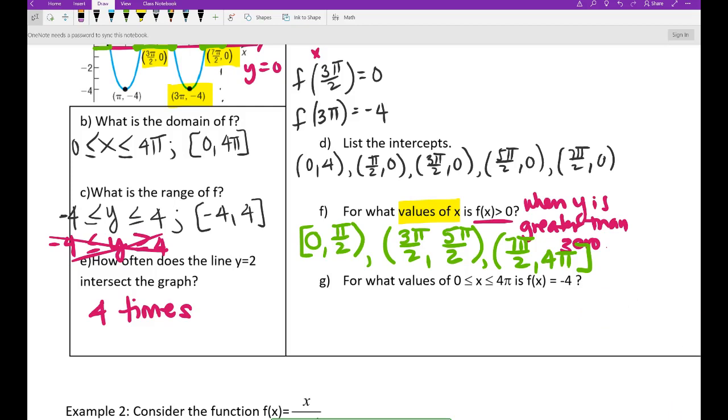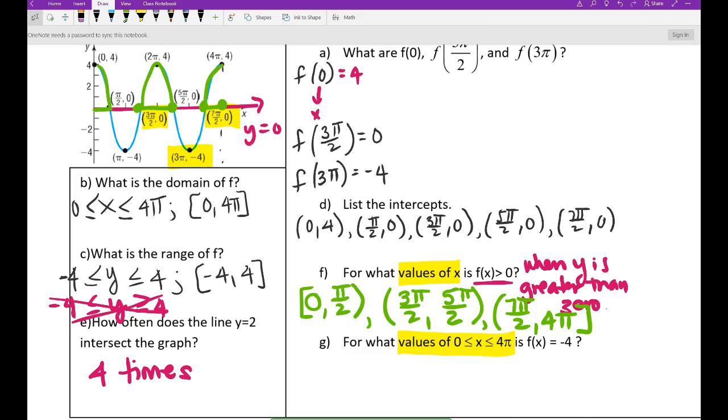All right, G. For what values of x, when x is in between 0 inclusive all the way to 4 pi inclusive, is f of x equal to -4? So what am I looking for, x or y? I'm looking for x. Look at this question: for what values of x in between 0 and 4 pi, when y is -4, right? All right, let's check out when y equals -4.